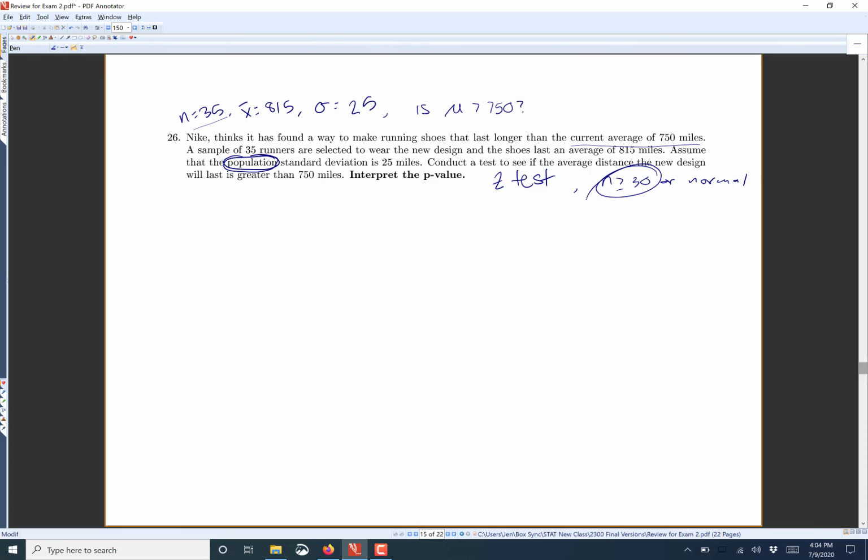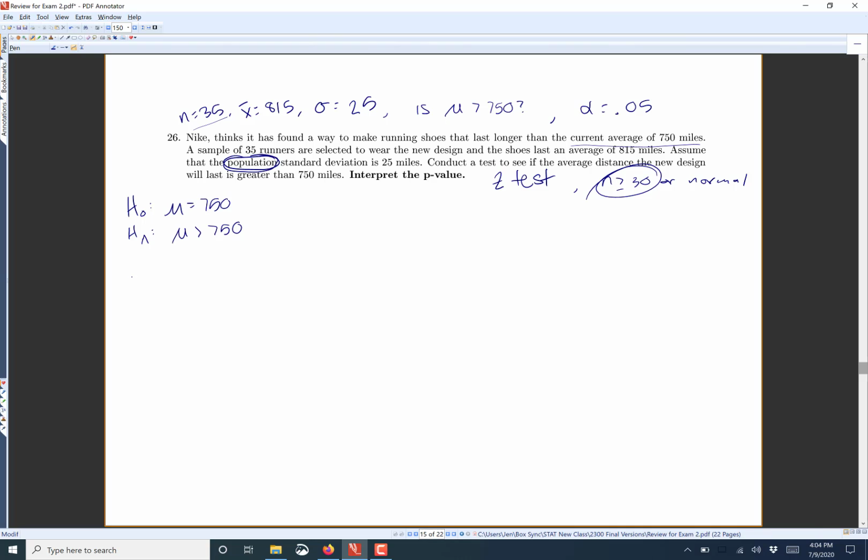Now you need a level of significance. I will just choose alpha equals 0.05, because if I don't have anything else, I will always choose alpha equals 0.05. Now for your hypotheses. The null hypothesis is that our population mean is equal to 750. And our alternative will then be that our population mean is greater than 750, because that's what we wanted to know.